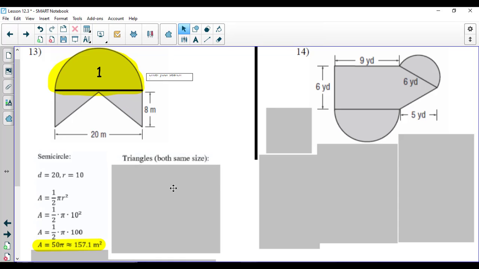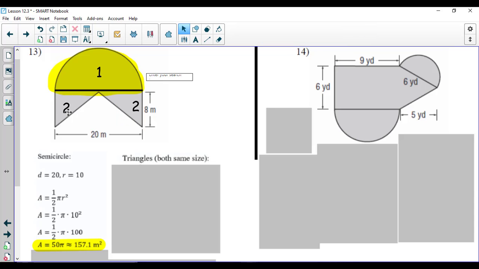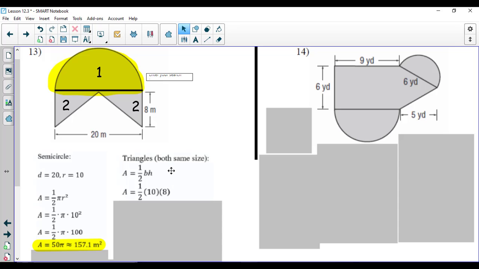Now I have some triangles next. I'm going to call these both region 2 together. They're both the same size, so that makes life easy. We can find the area of one and then just double it. So the formula for the area of a triangle is half times base times height. The base and height need to intersect at a 90-degree angle, and that's kind of implied right around here where my cursor is. So where the semicircle and the triangles meet, that would be a right angle, and then the base of the triangle would be 10 and the height would be 8. So the base and height are 10 and 8.